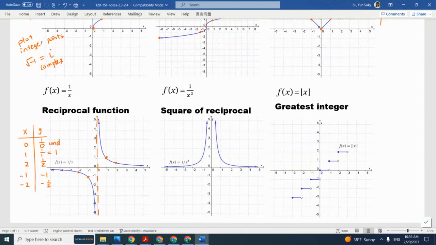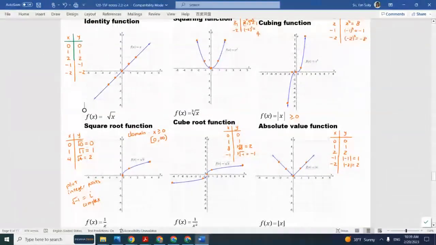And greatest integer. This is the greatest integer. So let's say you plug in 0.5. What is the greatest integer that is less than or equal to 0.5? You get 0. Okay? And when you plug in 2.3, what is the integer that is less than or equal to 2.3, which is 2? Okay? So we get this staircase-shaped function. This is the greatest integer. Okay, so which ones do you need to know? You need to make sure you know those 6.